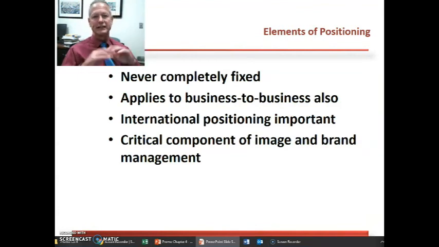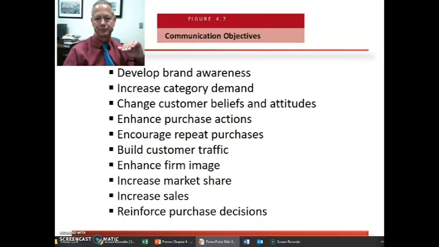The thing about positioning, it's never completely fixed. It applies to both consumer and business-to-business markets. International positioning is important. I know that Starbucks is positioned internationally as a premium coffee. It's positioned here as a premium coffee, positioned internationally as a premium coffee. And then one of the critical components of positioning is your brand image and brand management. Nike does a great job of positioning their brand globally and licensing that swoosh.